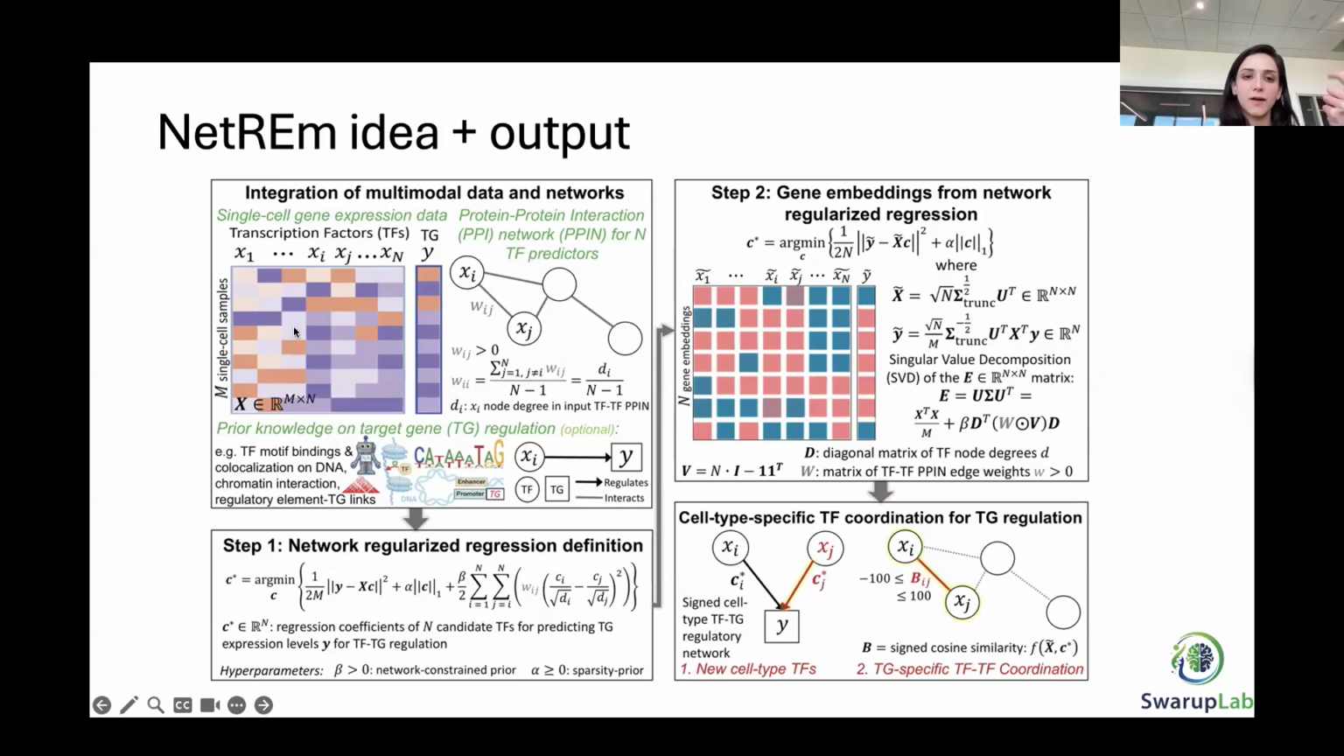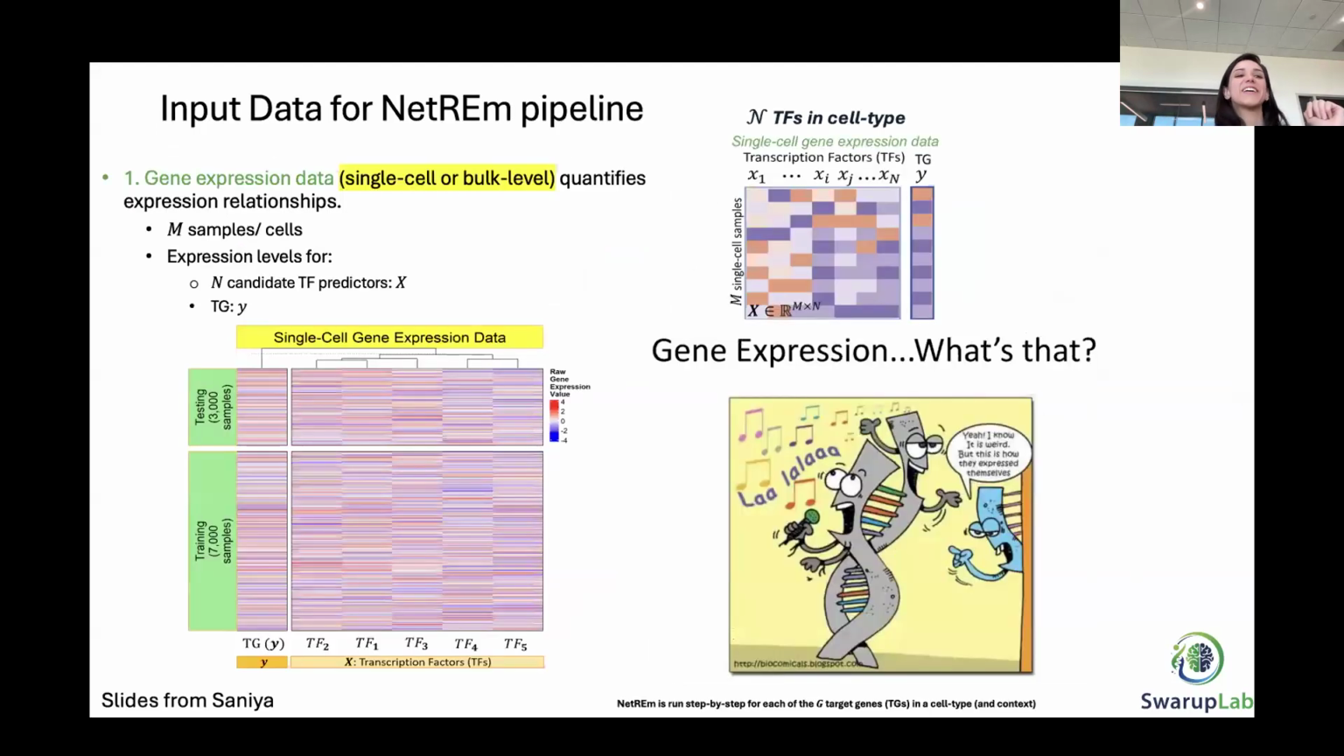So we need the transcription data. Then we need a protein-protein interaction network, and then some prior knowledge. Then there's a two-step calculation process to infer this gene regulatory network. At the end, we come up with known networks, and we can also find some novel findings. That's an overview. Now let's go a little more in depth into each step, the inputs and the processes.